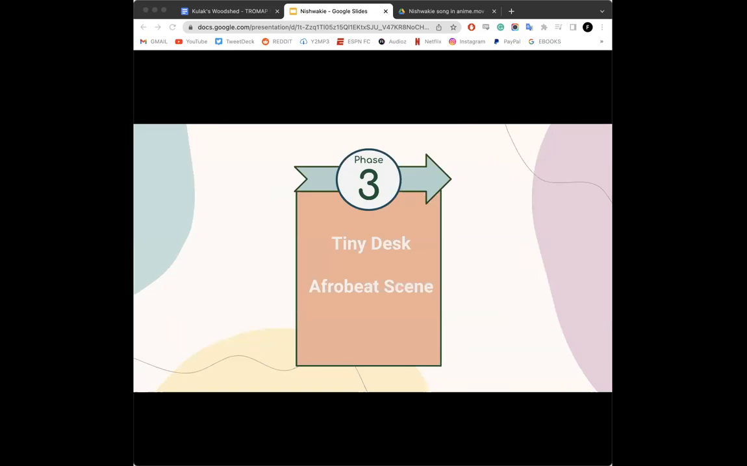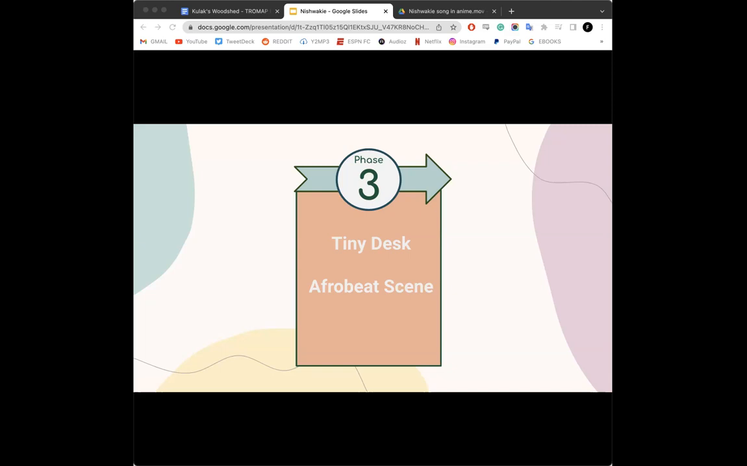And now Evelyn will talk about phase 3, Tiny Desk and Afrobeat scene. In phase 3 of our marketing plan, our goal is to continue introducing you to new audiences by having you enter NPR's Tiny Desk contest for emerging new artists and introduce you to the Afrobeat community with the help of musical collaborators.